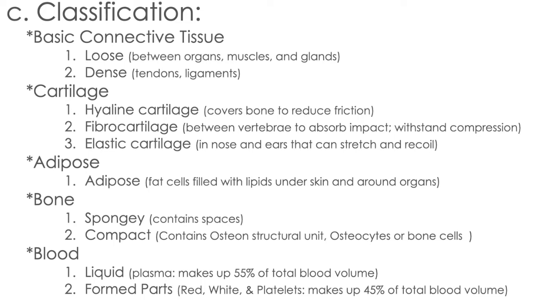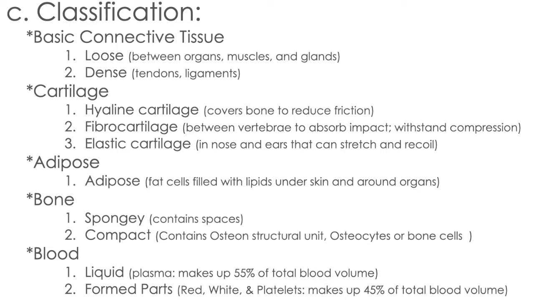Then we have fibrocartilage, which is between the vertebrae. This is to absorb impact between the vertebrae so that the vertebrae are not hitting or hurting. There's a lot of cushion there, and this takes in a lot of the compression and a lot of the impact from running and doing different activities.